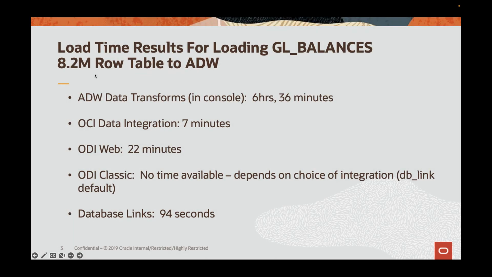So here are the final results of all the different load options. ADW data transforms took about 6 hours, 36 minutes. OCI data integration, about 7 minutes. That's the managed service. ODI Web, which is a compute image deployed from Marketplace, was 22 minutes. ODI Classic, also deployed from Marketplace, has no time available; it depends on your choice of integration. The default is a database link. And lastly, a database link, straight table-to-table copy, is 94 seconds. I hope you found this useful.